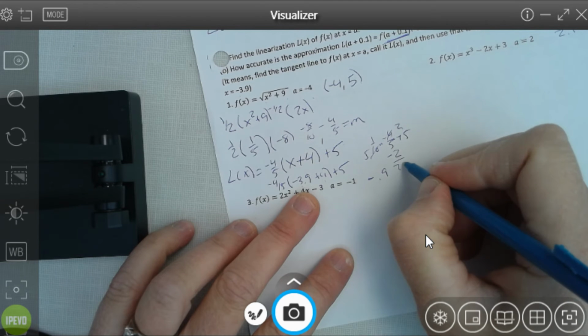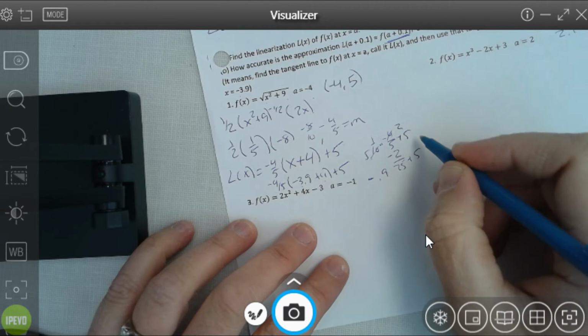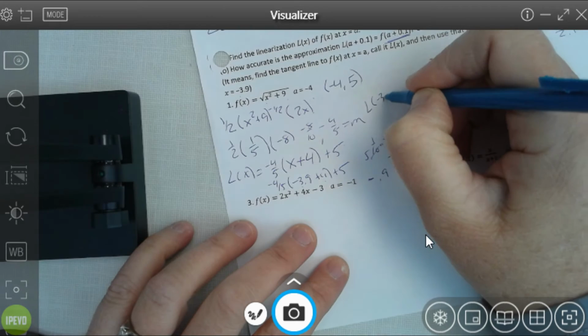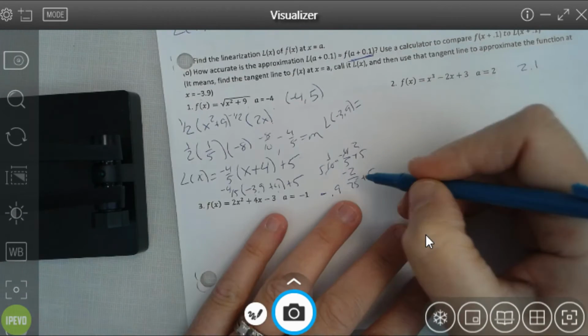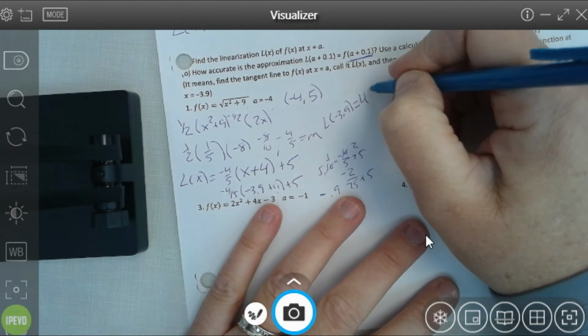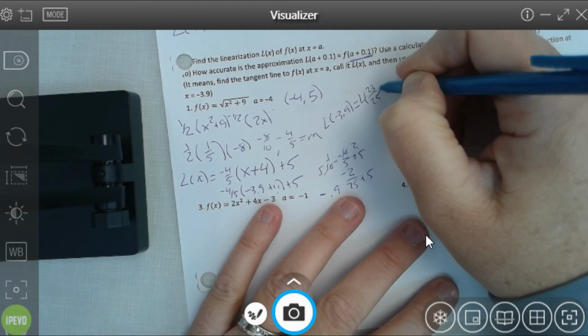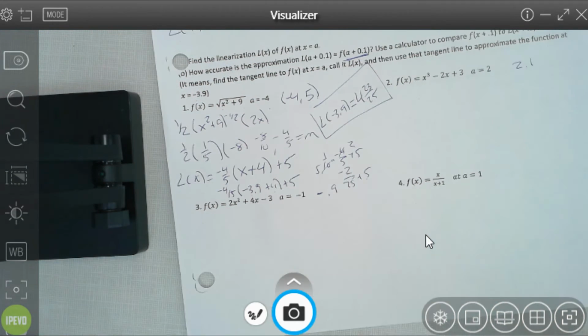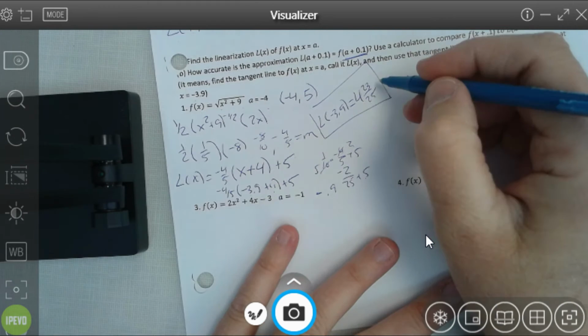-2 over 25 plus 5. So then my answer, the linearization of -3.9, is going to be what? 4 and 23/25. Okay.